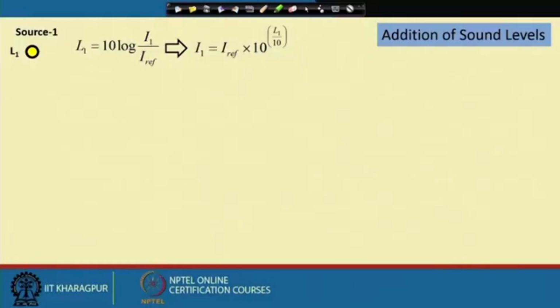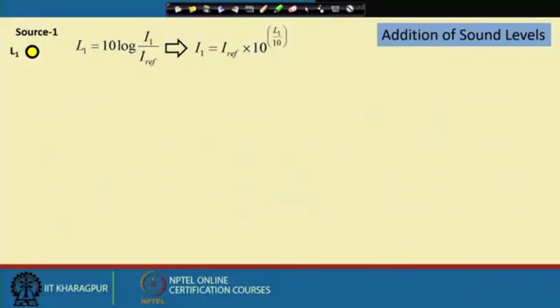Now, let us see how the addition of sound levels can be done. A sound physicist has to encounter multiple sound levels. So, here we will discuss how two sound levels can be added together in a logarithmic way. Sound source 1 has a level L1 dB. That can be translated to I1, which is I reference into 10 to the power L1 by 10.